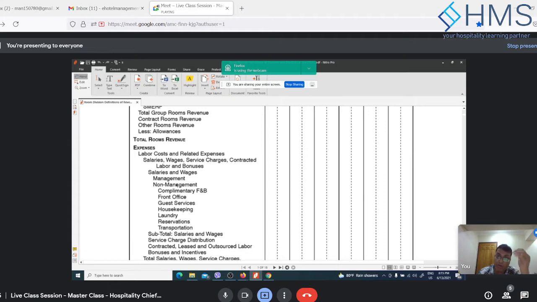overtimes which you are paying to them, the supplementary pay that you are paying to them, and the contract labor, which is also put separately. So you need to record them separately in your book, in your chart of accounts.